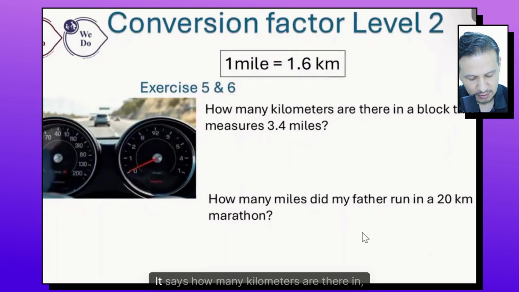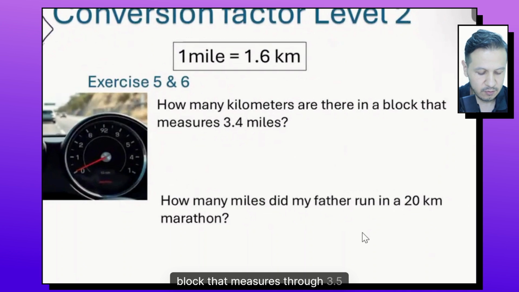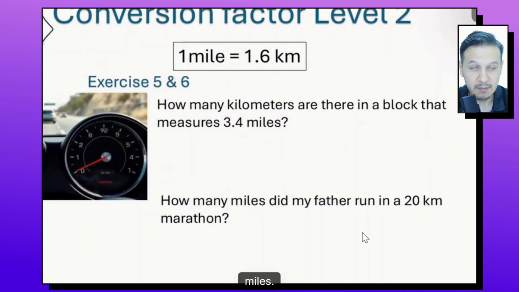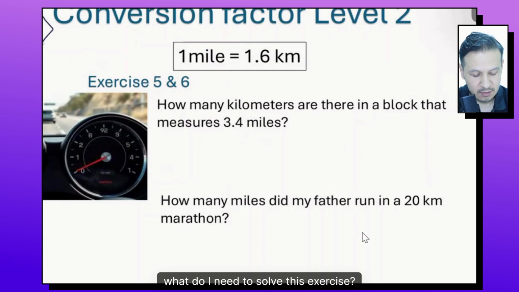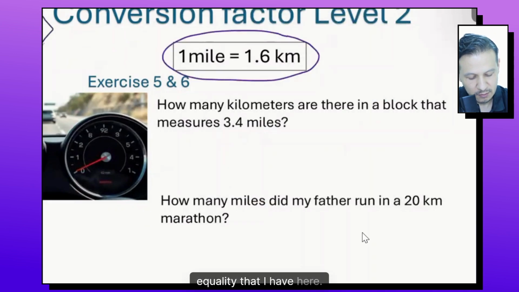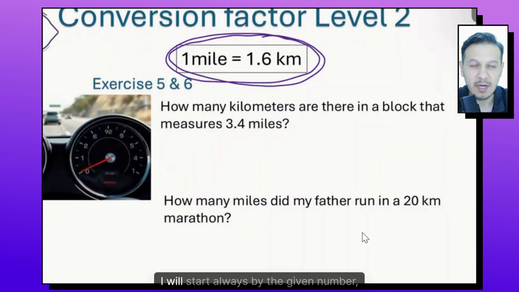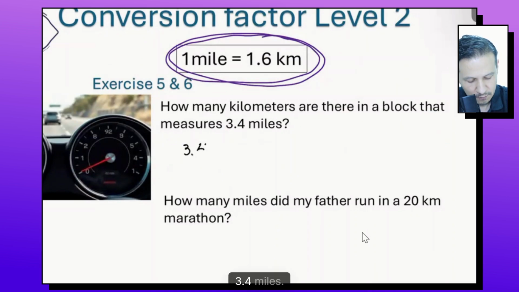Let's do it. It says, how many kilometers are there in a log that measures 3.4 miles? What do I need to solve this exercise? The first thing is the equivalence term, or the equality that I have here: 1 mile is 1.6 kilometers. This is the exercise. Remember, I will always start with the given number, 3.4 miles.